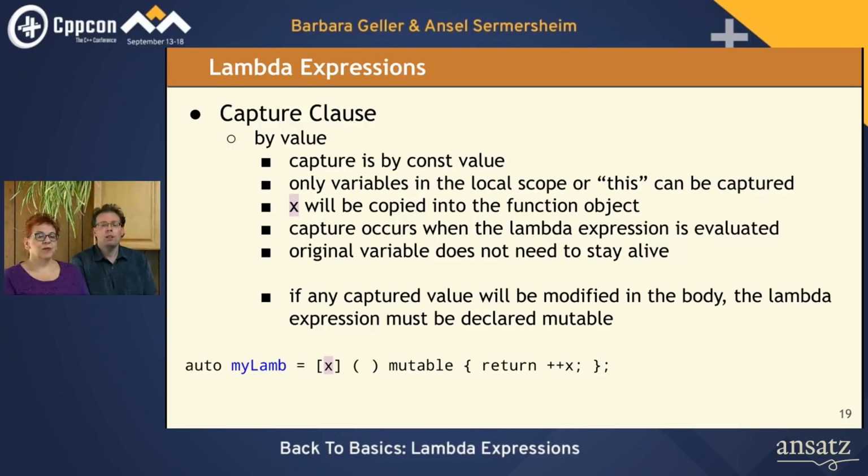And since the variable is being captured by value, it doesn't matter if the original variable goes out of scope before you invoke the Lambda expression closure. If you want to be able to modify the captured value in the body of the Lambda expression, you need to mark the entire Lambda expression mutable. This will make the capture by value rather than by const value. The word mutable needs to appear just before the body of the Lambda expression.